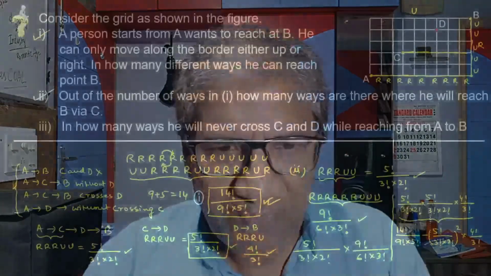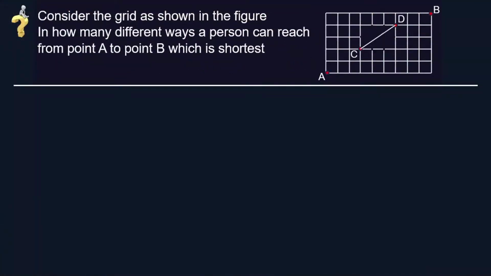It can come from A to C, then from C to B, no problem. It can come A to D, then from D to B, no problem. But he is not crossing C and D simultaneously to reach the point B. Is it clear to all? Absolutely, it's a fantastic sum. You have to understand the logic behind it. Okay? Let us take the next problem.